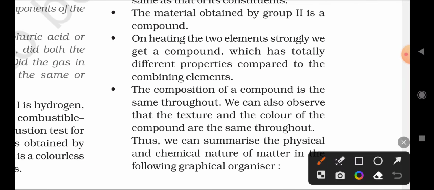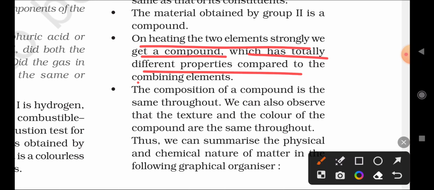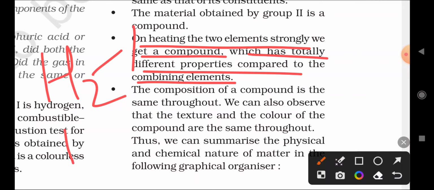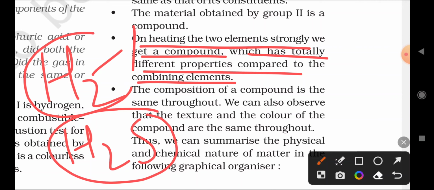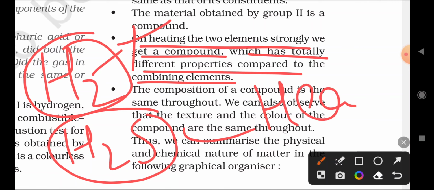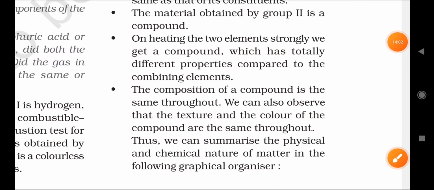Okay, on heating two elements strongly we get a compound which has totally different properties compared to the original elements. The first group only liberated hydrogen because they did not heat the solutions, but the second group heated, so they obtained completely different properties. One is hydrogen gas in the first group, and the second group is hydrogen sulfide, because in the second group we heated the solutions. Due to this they obtained different properties, right?